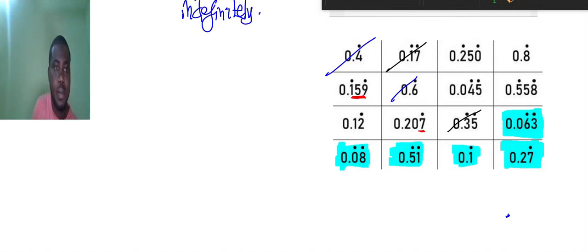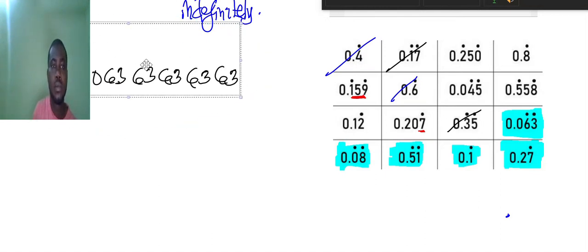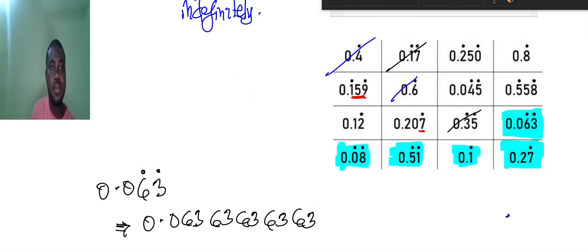0.063. So the recurring digits are actually 2 recurring digits, 6 and 3. So they have 0.063, another 63, 63, 63. So this is what we have there. So recurrence on 6 and 3, 63, 63, 63.